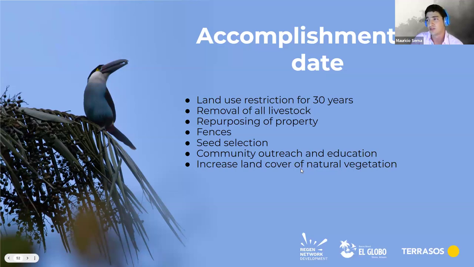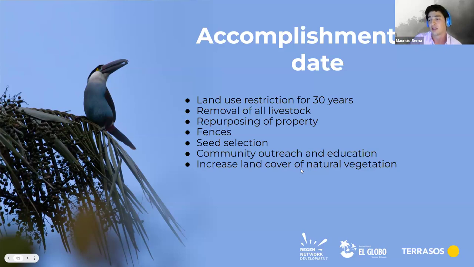We repurposed the property. This property was dedicated to cattle ranching for 50 years, and now it's dedicated to sustainable use of biodiversity, conservation and restoration. We implemented some fences in order to eliminate threats from neighbors. We started seed selection, and we also do a lot of community outreach and education in the surrounding area. And we've increased land cover of natural vegetation.